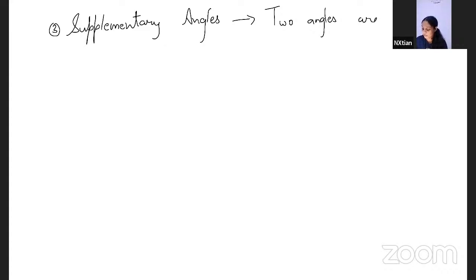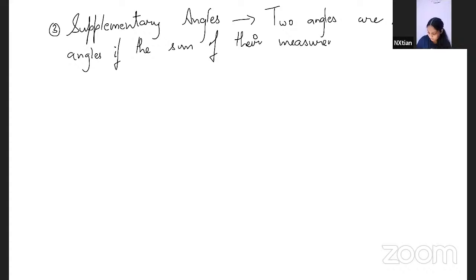Two angles are supplementary if the sum of their measurement is 180 degrees. Okay. Now, let's draw and see it.